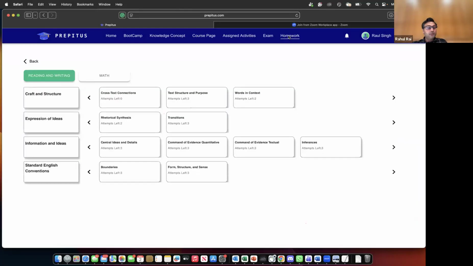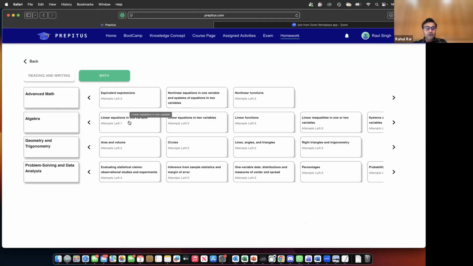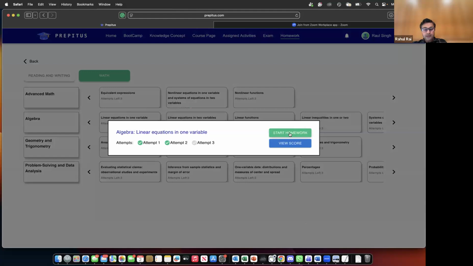As I said, please enroll in the WhatsApp group. On that WhatsApp group, if you go to homework, maths, linear equation in one variable, you can click this start homework, and that is where you can complete a 15 question homework, which will be self-assessed and self-graded, and you can practice on that.